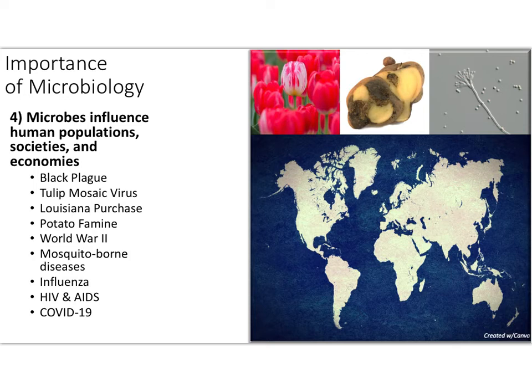There are, of course, more than this. We can't cover every single example of how microbes affect human societies, because we'd never get through it, because the history of humanity is also the history of microbes, and the history of microbes is the history of humanity. So just some classic examples I've got here. We've got the Black Plague, which was a situation where a disease spread through Europe in the Middle Ages and wiped out about a third of the population.